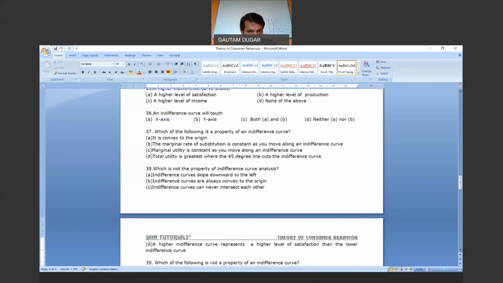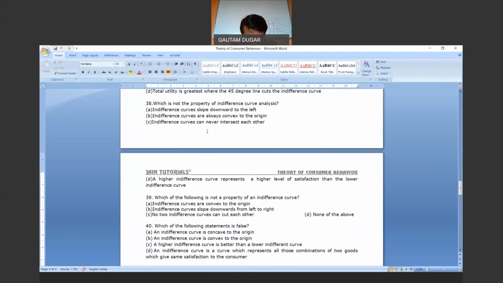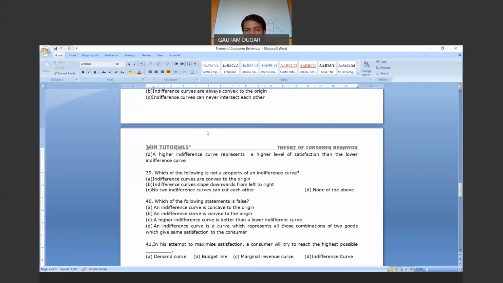38. Which of the following is not the property? 38 means which is not the property. They slope downward to the left. Yeah, convex to the origin, and they can even intersect each other. So obviously downward to the left is not the property, because they move downward from left to right. So 38A is not the property. So these questions are from the properties of indifference curves.